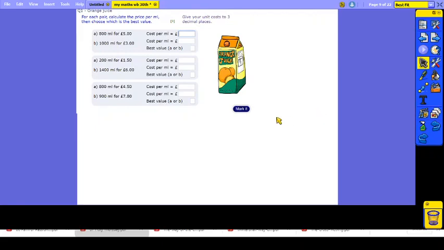Good afternoon, everybody. I've had some requests to have a look at finding the best buy values, so I'm going to have a go at trying to explain how to find what the best value would be when I'm looking at the price per millilitre.